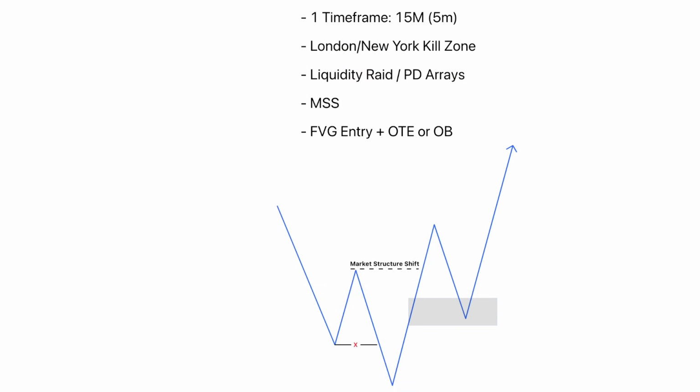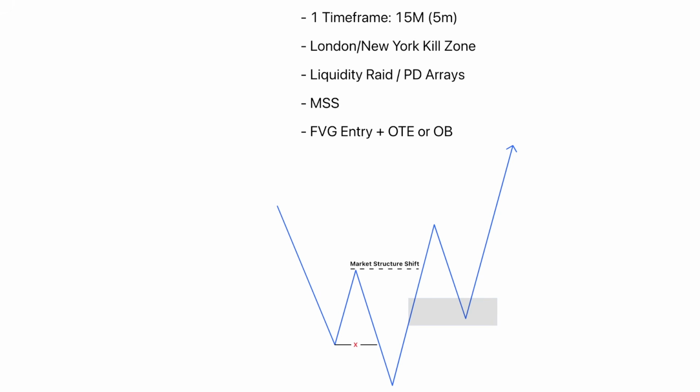Before we get started, let me quickly walk you through the strategy, the game plan for this backtesting session. First of all, I'm just going to use one time frame, the 15 minutes. Occasionally, I'm going to drop down to 5 minutes, but most of the time, I'm just going to stick to 15 minutes. I'll be trading both the London and the New York kill zone, between 2 to 5 a.m. or 7 to 11 a.m.